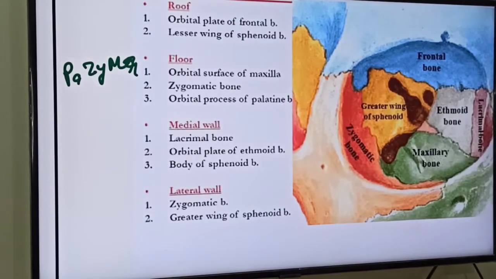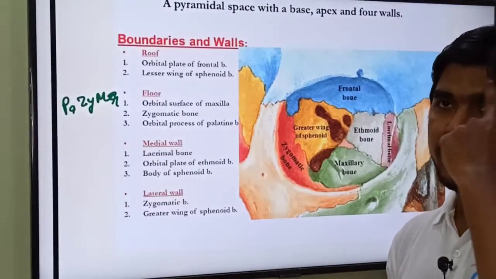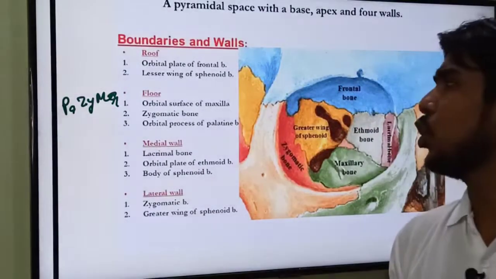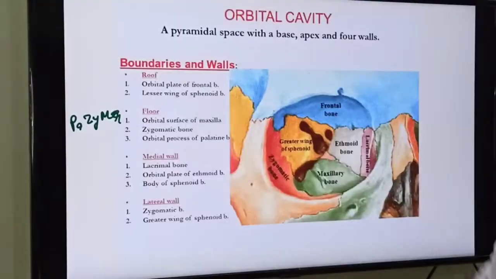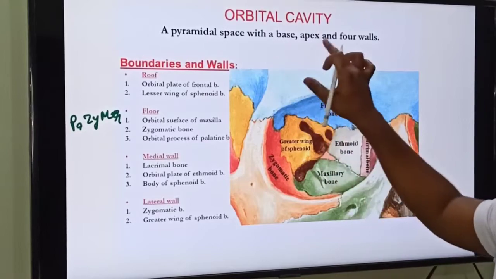Now we have to understand the two important things. Here there is a zygomatic bone and there is a frontal bone. That's it. This is how you remember this. And an important point: the orbit is a pyramidal space, with a base, an apex and four walls.